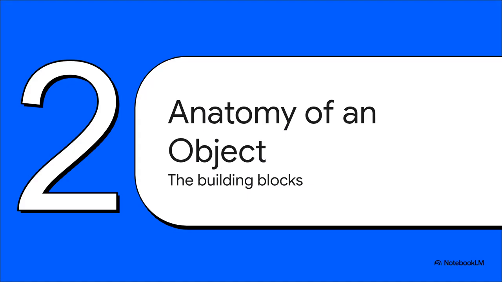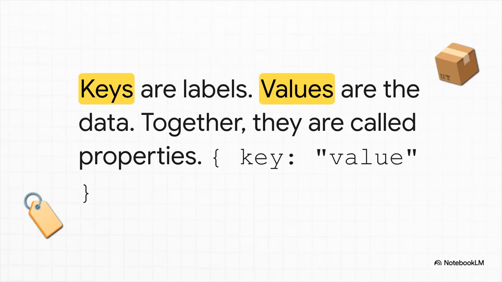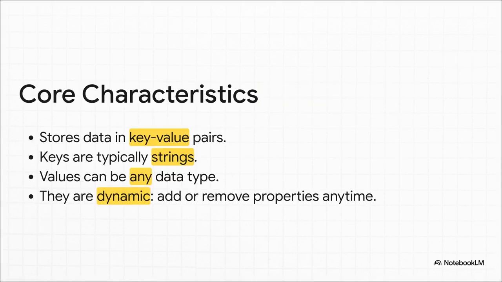Okay, so we know an object is a container. Now, let's look inside that container and really understand its basic building blocks, the anatomy of an object. The structure is surprisingly simple. Everything inside an object is called a property, and every single property has two parts: a key, which is kind of like a label you'd put on a folder, and a value, which is the actual information inside. So right here, name is the key and Marco is the value, and together that key and value make one single property. Let's break down the core rules here.